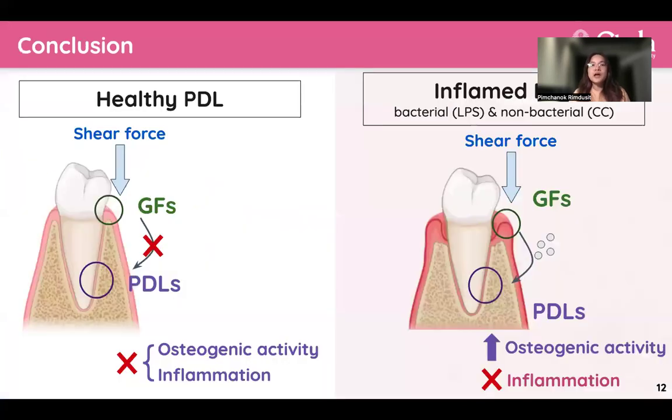In conclusion, our study reported that in healthy PDL, no osteogenic or inflammation were activated when the gingival fibroblasts received shear force, while in the inflamed PDL, cytokines from shear force-induced gingival fibroblasts can promote PDL osteogenic activity, but not the inflammation.